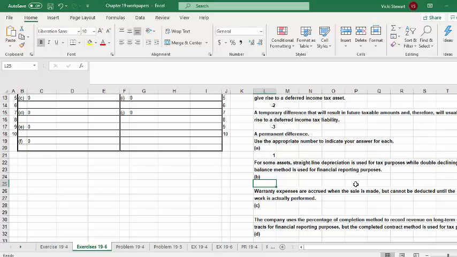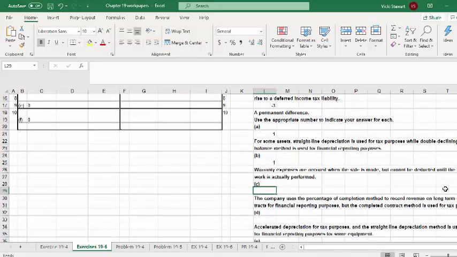The next one states in B, warranty expenses are accrued when the sale is made but cannot be deducted until the work is actually performed. So this will also result in a deferred tax asset because those warranty expenses will be deductible in the future. So that would also be 1.